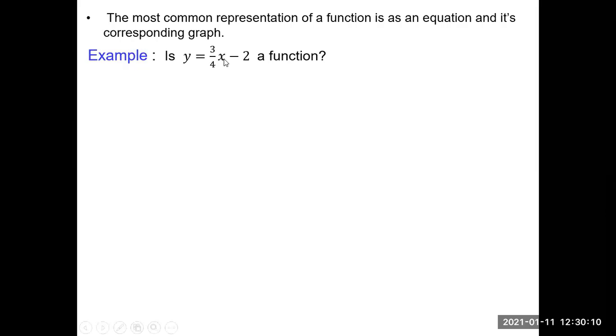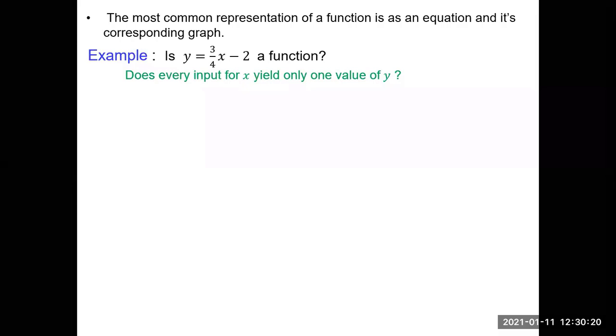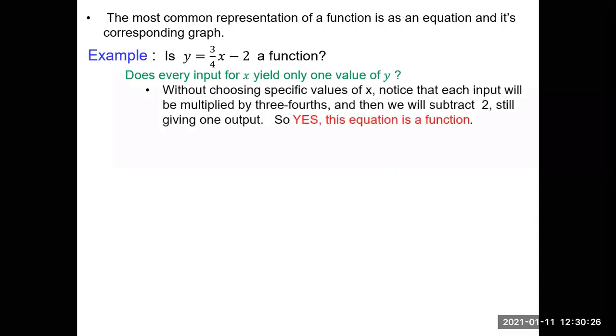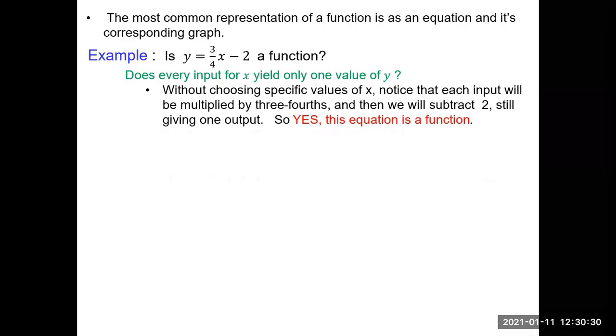no matter what I choose to plug in for x, when I multiply by 3/4, I'm only going to get one answer. When I now take that answer and subtract 2, that's still only going to give me one single number. And therefore, without choosing specific values of x, anytime we multiply a number by 3/4 and then subtract 2, that's always going to give me one single output.